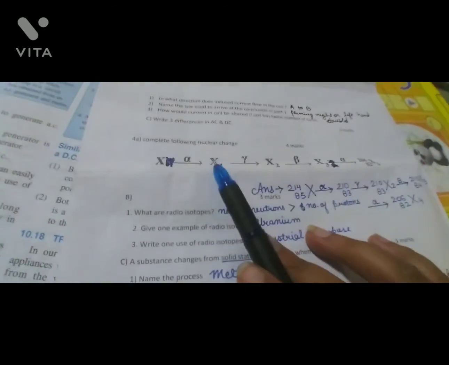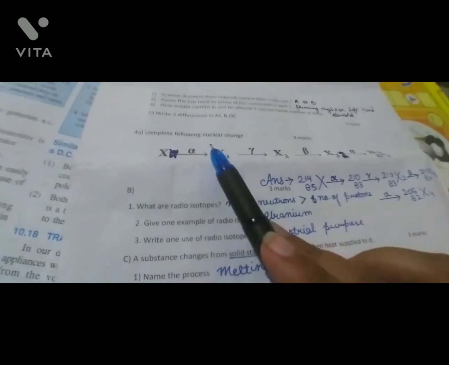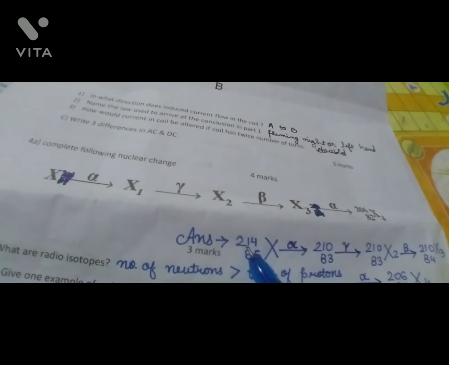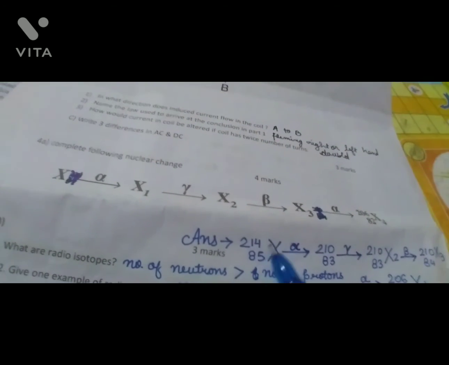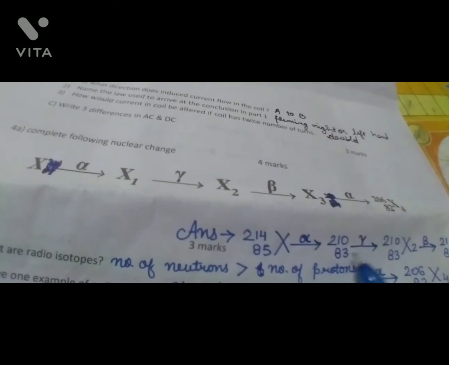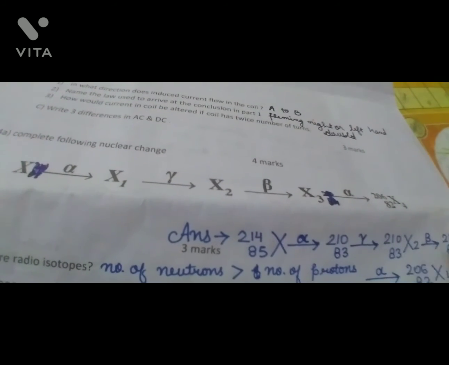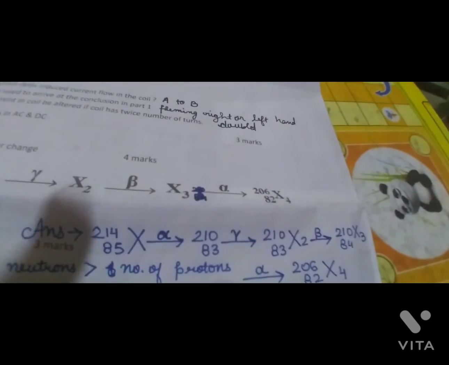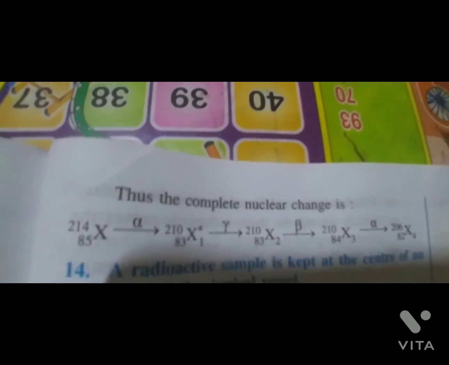Now comes radioactivity. So first question of radioactivity, complete the following nuclear change. So this is a change, we have to complete it. So the answer will be 214 by 81, 210 by 83, 210 by 84, and so we'll complete this reaction. This will be the complete reaction.